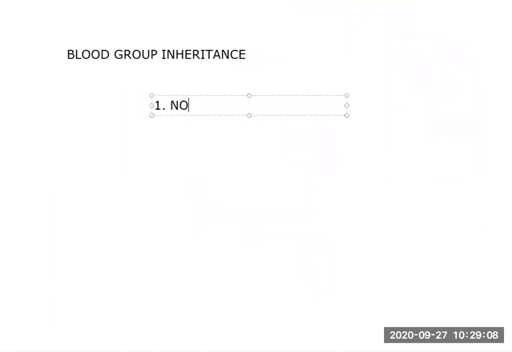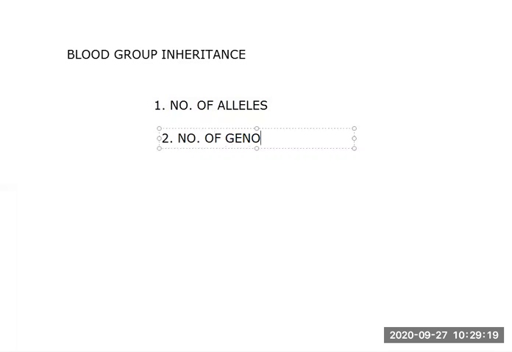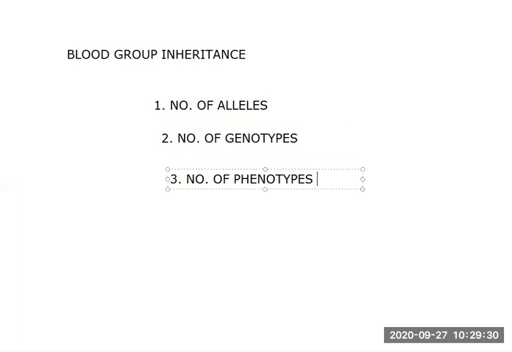So finally, let us write what we obtained here in case of blood group inheritance. I am asking questions here. Number of alleles: how many alleles are present? 3. Very good. Number of genotypes: how many genotypes? 6. Number of phenotypes: that means physically how many types of people can be seen?